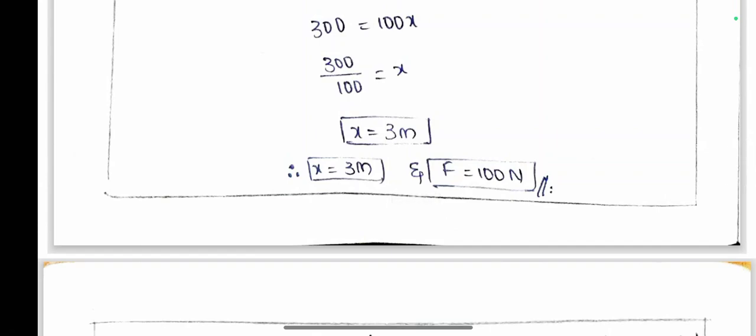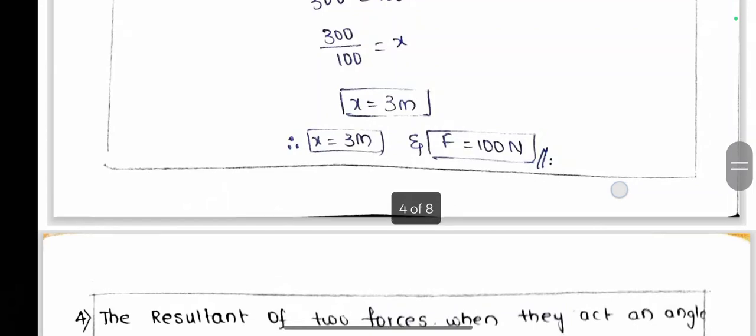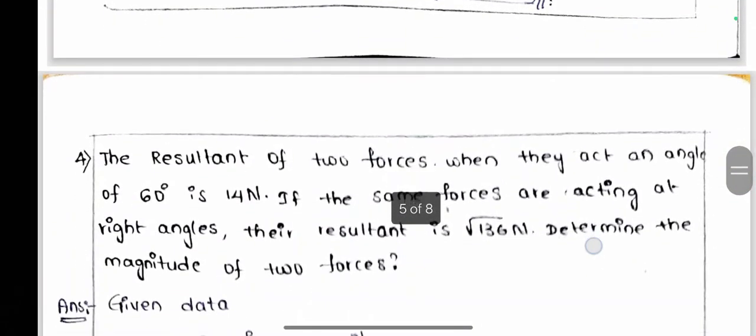So the second force F is at a distance of 3 meters from point A, and the magnitude of this force is 100 newtons. Okay, these are like parallel forces. Okay, let's see another problem.